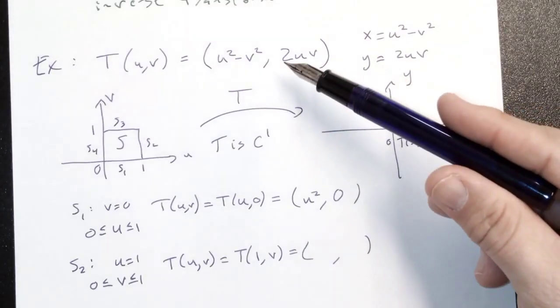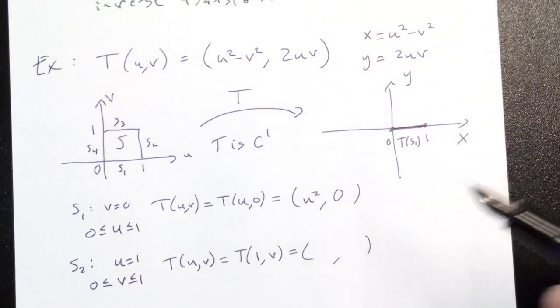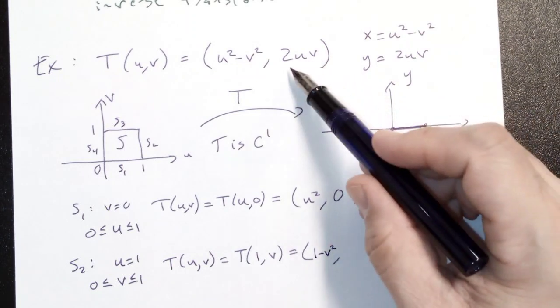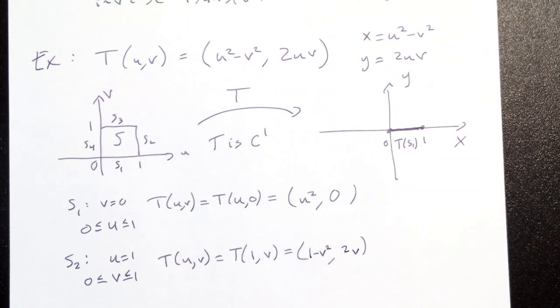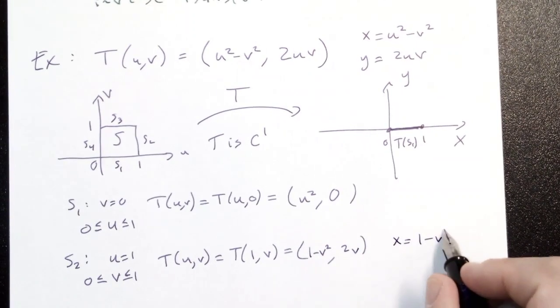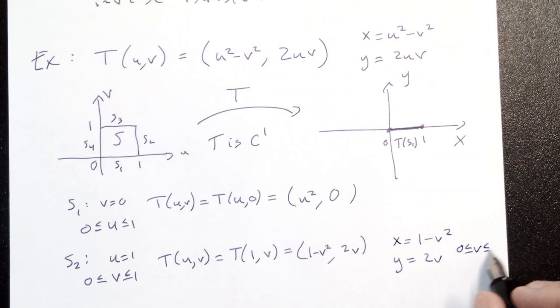Plug that in up here. If U is always equal to 1, then U squared is 1, and I get 1 minus V squared. And if U is 1, I get 2 times 1 times V, I get 2V. I get a set of parametric equations: X equals 1 minus V squared, Y equals 2V for 0 less than or equal to V less than or equal to 1.